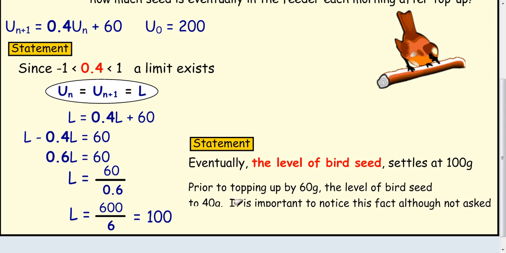An important thing to note here, it's not asked for in the question, but prior to topping up by 60 grams, the level of birdseed drops to 40 grams. So it goes down to 40, you add 60 and it goes back to 100. It's important to notice this, although it's not asked in the question, it does sometimes affect the question as we'll look at in the next example.